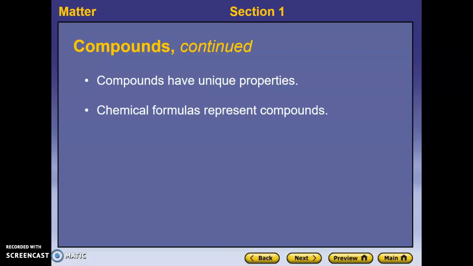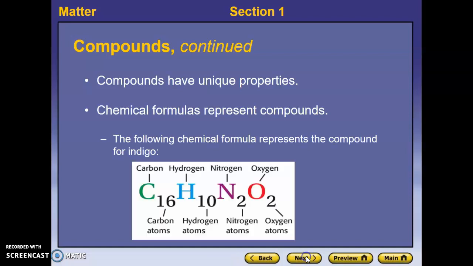Instead of writing out all of the individual parts, we instead use the symbols and some numbers to show what is in a compound. So for example, this is indigo. Indigo is made up of 4 different elements. You can see 4 capital letters, C, H, N, O. And then after them are numbers. And you'll notice those numbers also are subscripts. So C16 means that there are 16 carbons. H10 means 10 hydrogen. N2 means 2 nitrogen. And O2 means 2 oxygen.